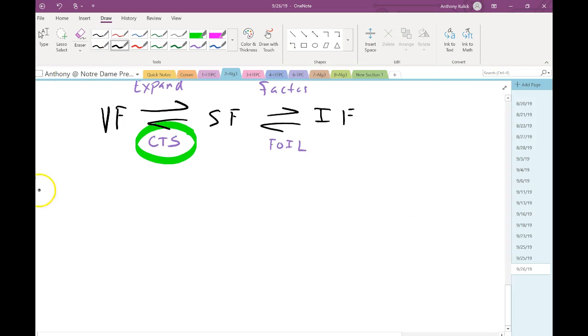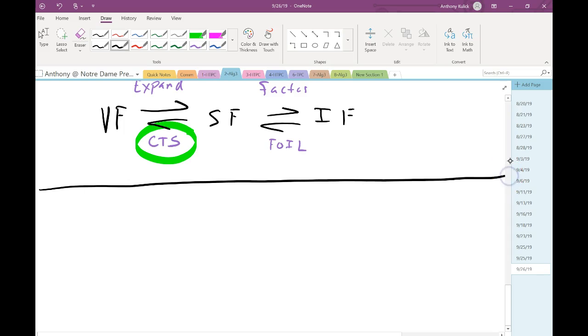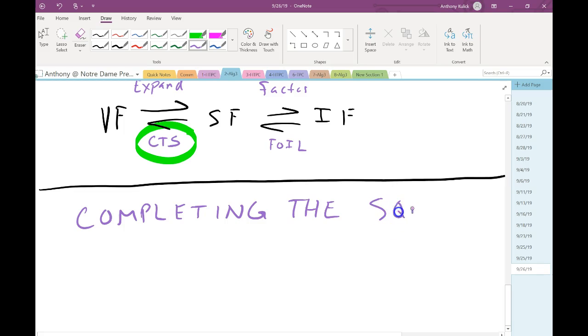But this is what we're going to be talking about today, this completing the square process. That's what I mean by CTS.